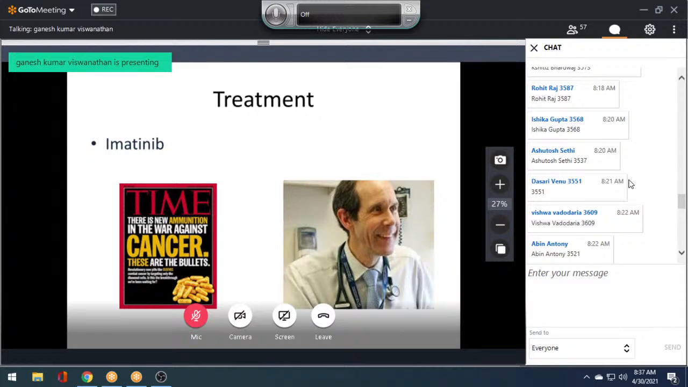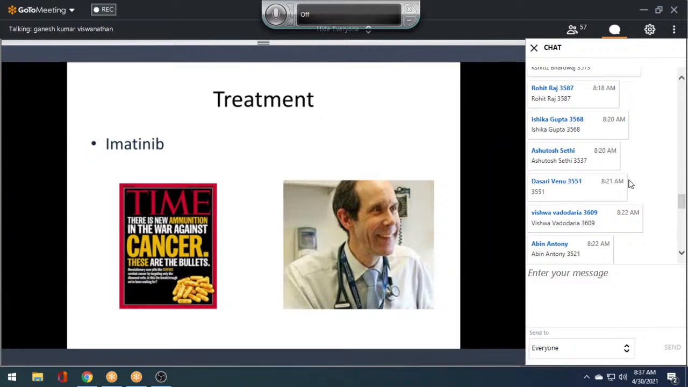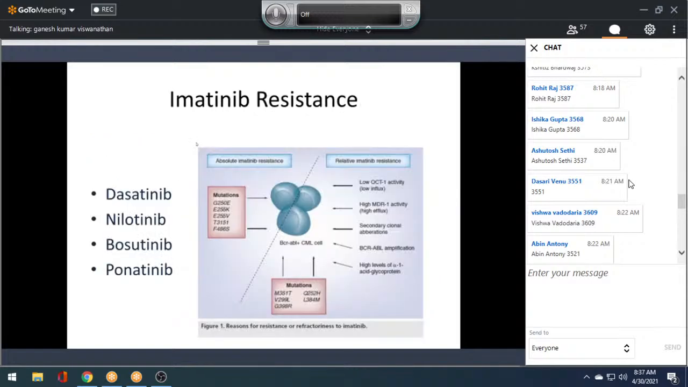The common therapy used is imatinib. It was described as a bullet against cancer in the 2001 issue of Time. This is one of the first targeted therapies used in any cancer. It targets the BCR-ABL1 protein directly, thereby stopping the proliferation of cells and giving relief from the symptoms associated with CML.